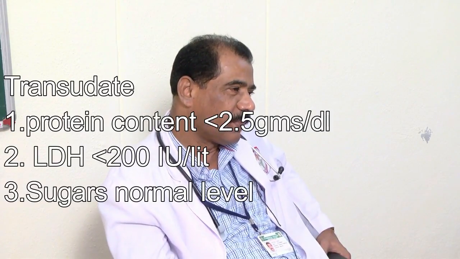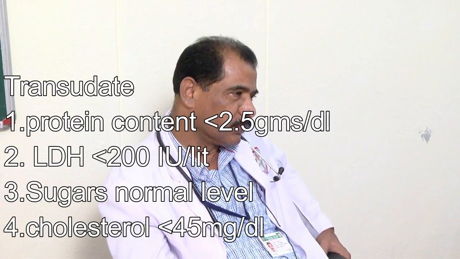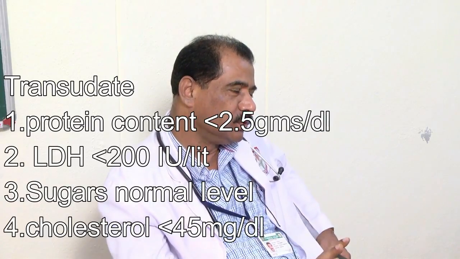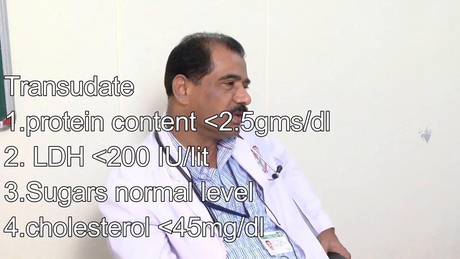In cirrhosis, it will usually be a transudate. So in a transudate, you will have the protein content less than 2.5 grams per dl, LDH less than 200 international units per liter, sugars usually normal, and cholesterol usually again less than 45 milligrams per cent. So these are all indicative of a transudate. Sometimes there can be some false positives or negatives. Totally you cannot depend on these absolute values in the ascites.